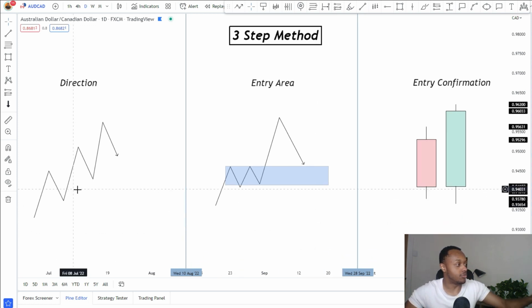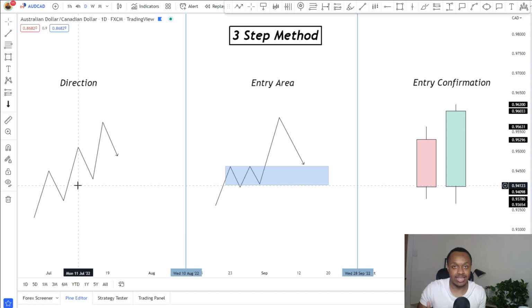So let's say we've got a bullish trend here on the daily time frame, making higher highs and higher lows. So I know from a daily perspective, I'm only looking to buy the market and continue that trend. So that's my directional bias ticked. I've used the daily to work out my direction, and that's all I need to do.